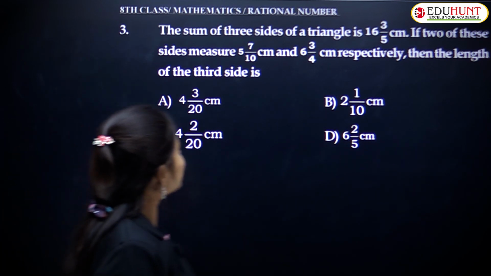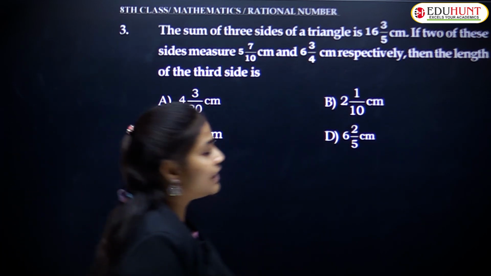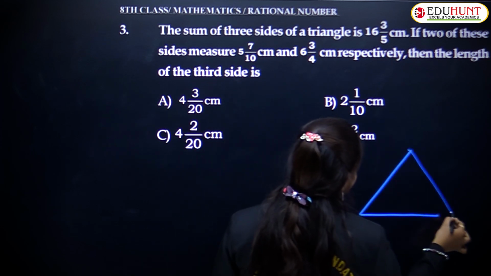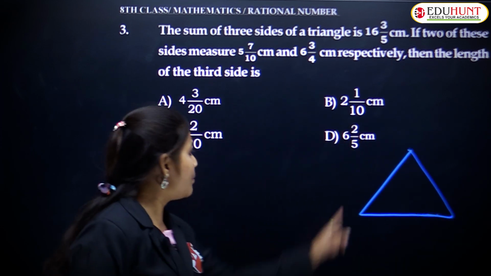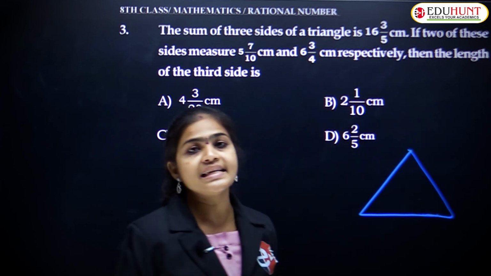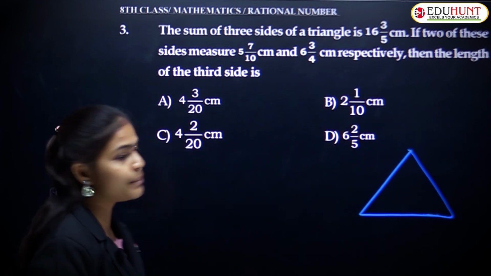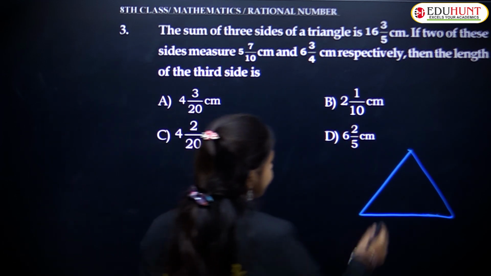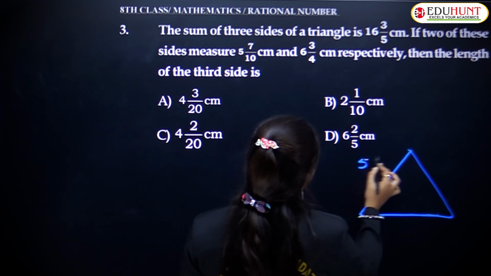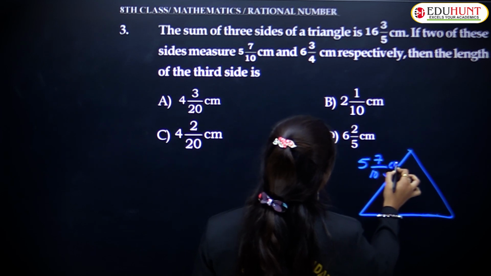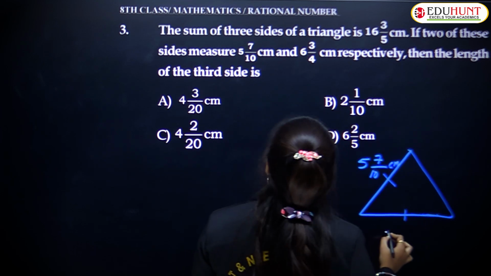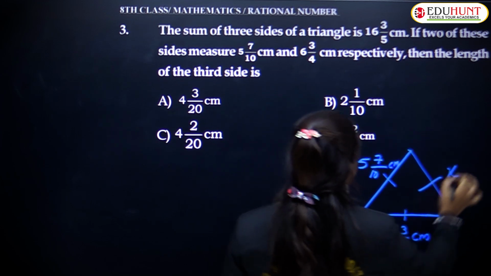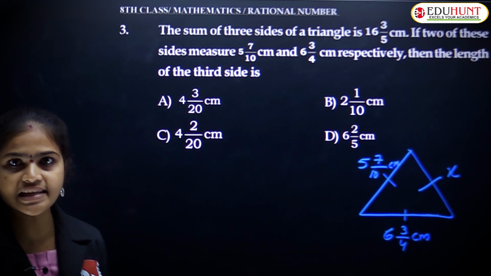The sum of three sides of a triangle. We know that a triangle has three sides. The sum of three sides of a triangle is 16 and 3 by 5 centimeters. If two of these sides measure, one side is 5 and 7 by 10 centimeters, another side is 6 and 3 by 4 centimeters, we need to find this side. Understand? So that is the given question.